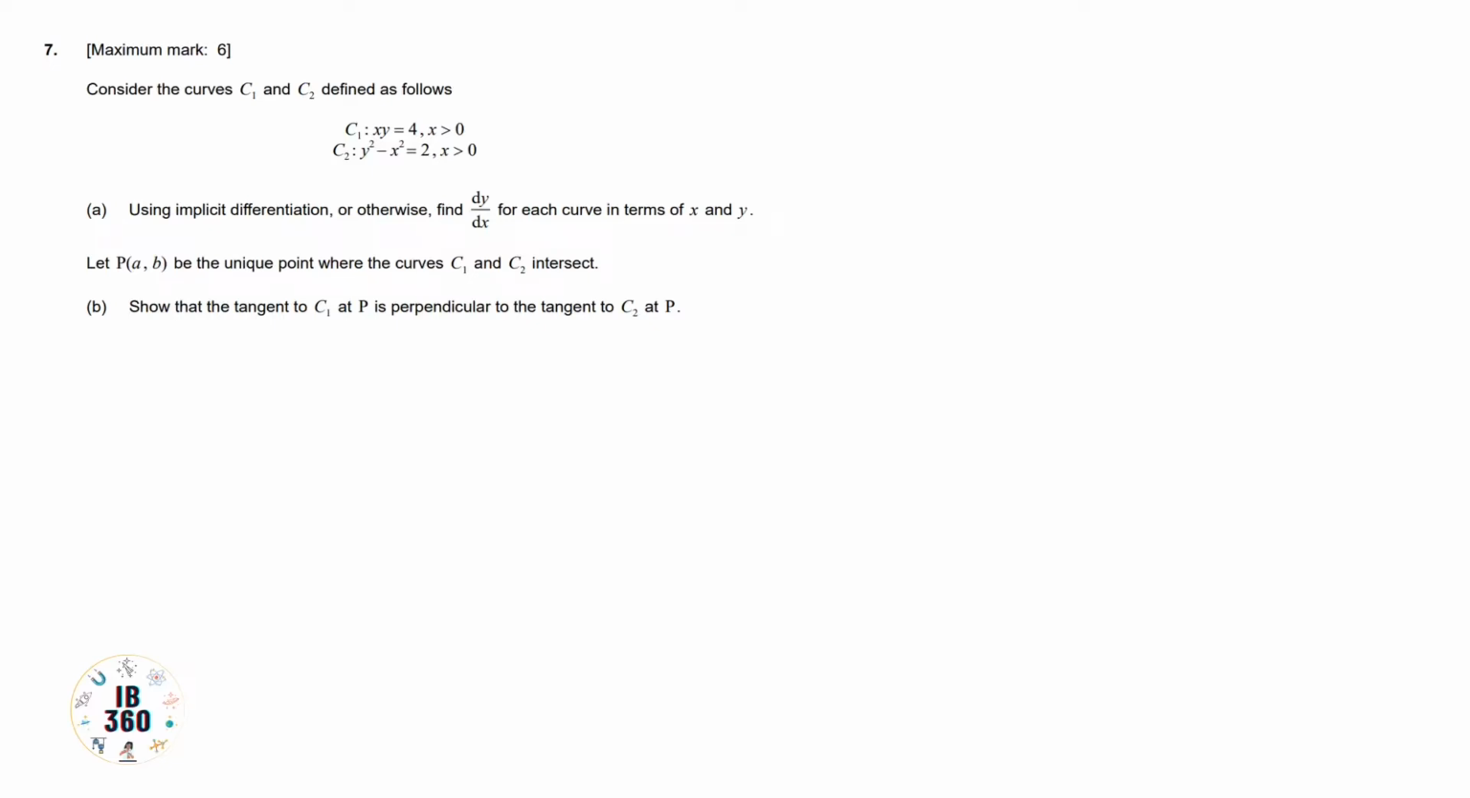Welcome to IB360. In this video, we are going to discuss the next two problems of this particular paper. So here the question is, consider the curves C1 and C2 defined as follows. That is, C1 is xy equals 4 where x is greater than 0, and C2 is y square minus x square equals 2 where x is greater than 0. Now, using implicit differentiation or otherwise, find dy/dx for each curve in terms of x and y.